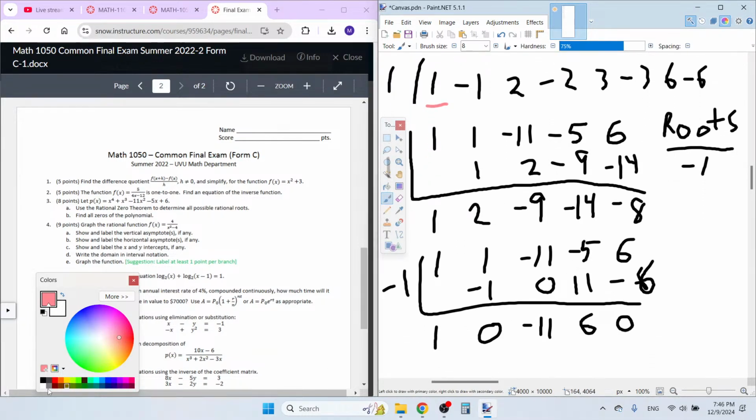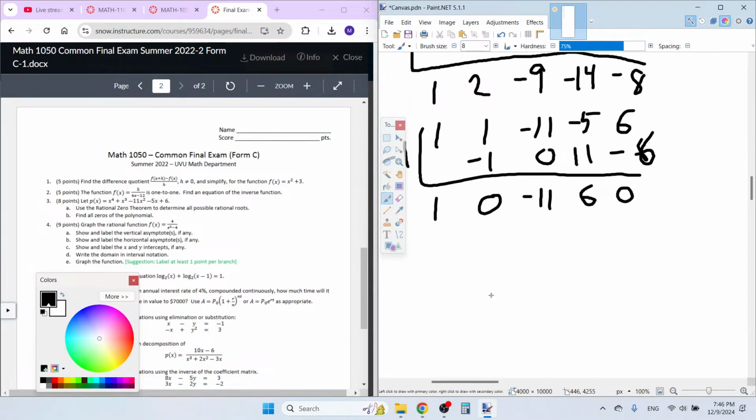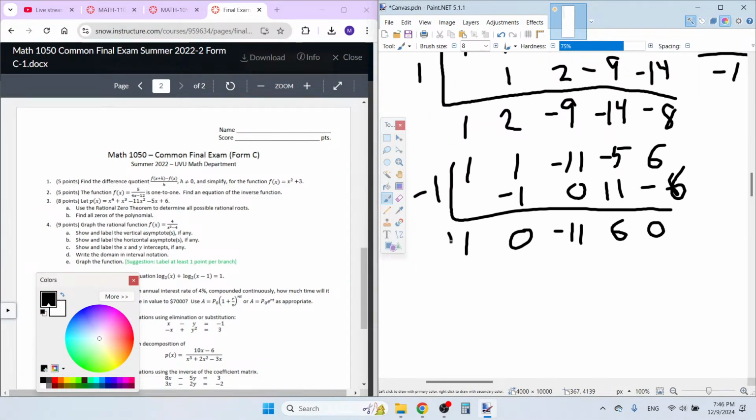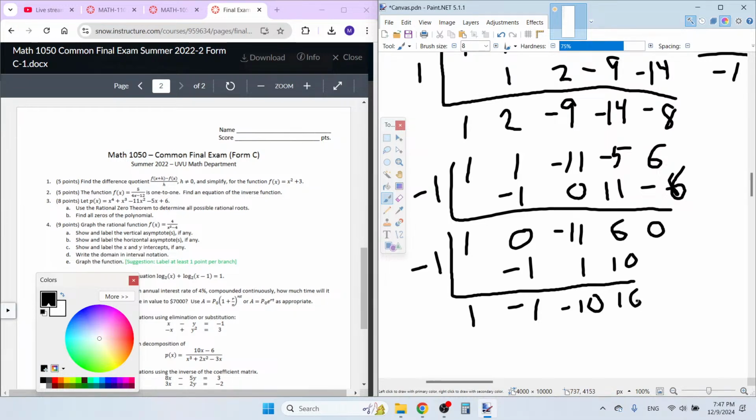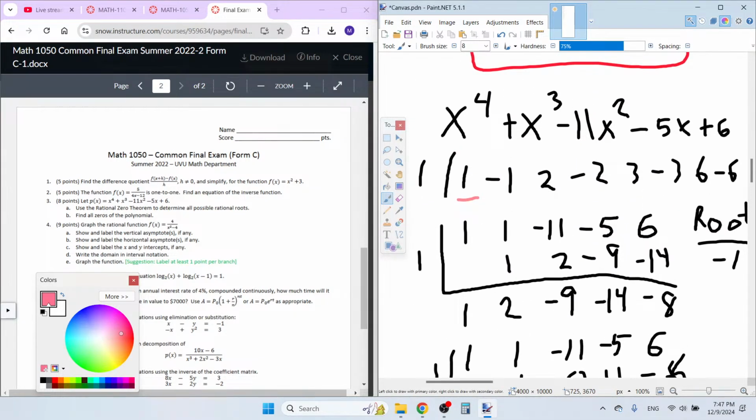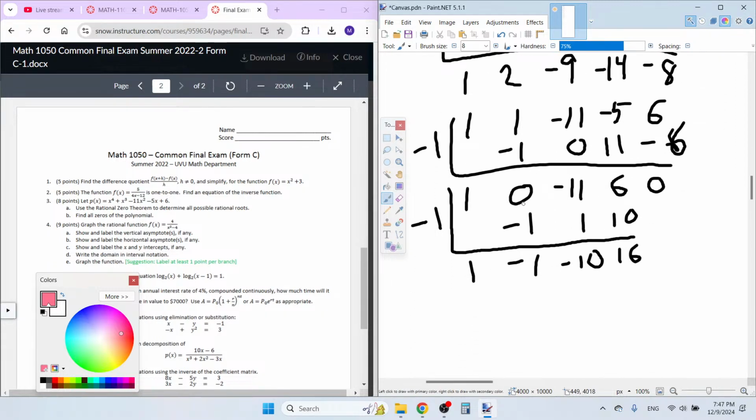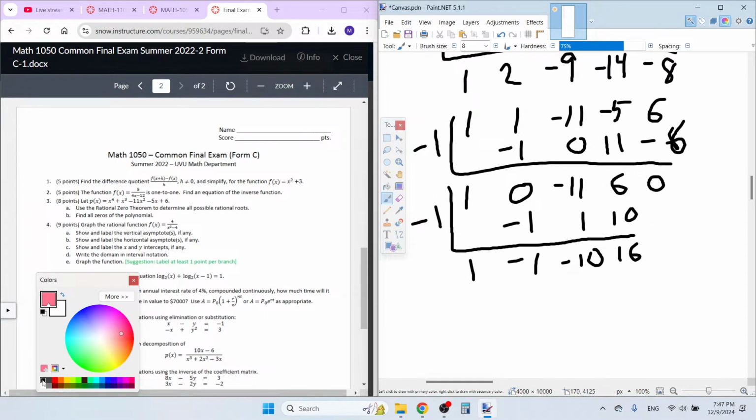And it would be good for us to check -1 again to see if it's a double root. So let's do that. Since we had a success, we use the bottom line as our new polynomial for our synthetic division. 1, -1, -1, 1, -10, 10, and 16. That didn't work. Come up here. We'll cross off -1. It's no longer a root. We'll copy the most recent line that worked. 1, 0, -11, 6.